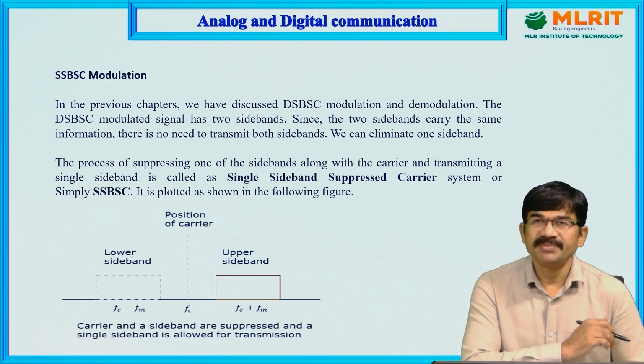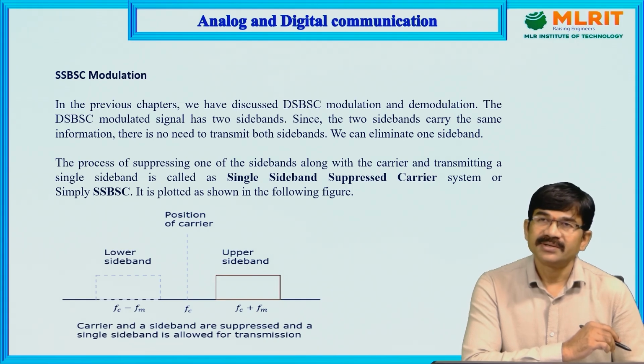One is the upper sideband, another one is the lower sideband. So the two sidebands have the same information. The upper sideband has the same information, and the lower sideband also has the same information. So if two sidebands have the same information, what is the need of transmitting two sidebands at a time? So here what we are doing is suppressing one sideband and transmitting only a single sideband.